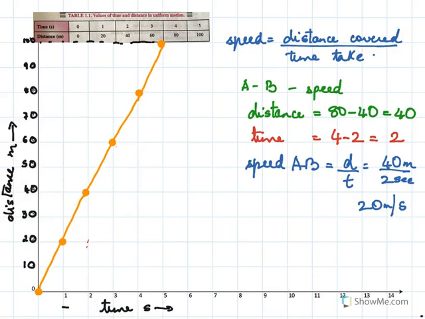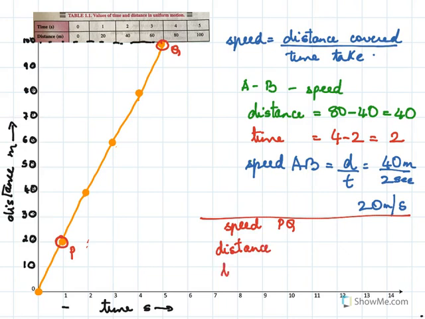Now again we will calculate the speed, say from this point, we will call it P, to this point here, we call it Q. Let us see what is the speed in this case. So we will calculate speed between P and Q. We need to know distance traveled and we need time taken. So from P to Q, what was the distance traveled?